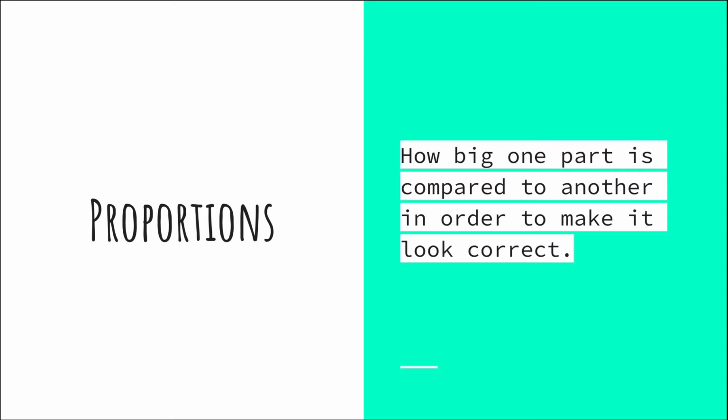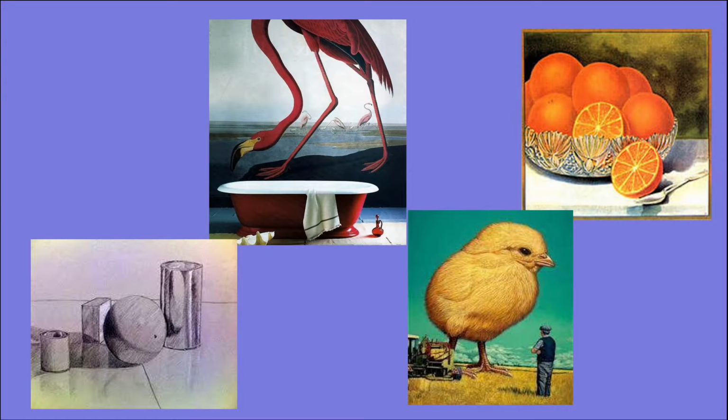The next word is proportions, which is how big one part is compared to another in order to make it look correct. Here are some examples of proportions in drawings. You can see how certain objects are bigger than others because they are closer or farther away.